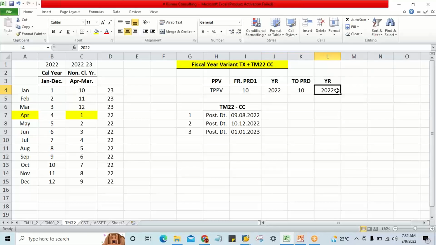When we are going to open 23, guys, let's suppose the posting date is 01/04/2023, right? This is where the new year is started. Actually, from this date onwards, 23 is going to start. Before this, we are in 22 itself.